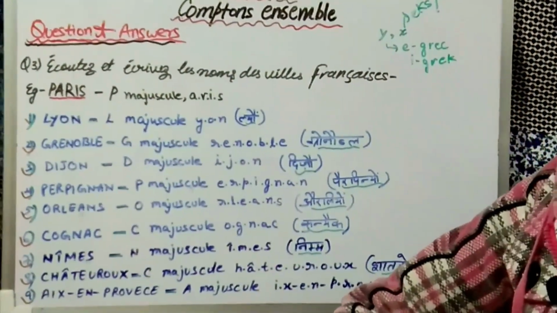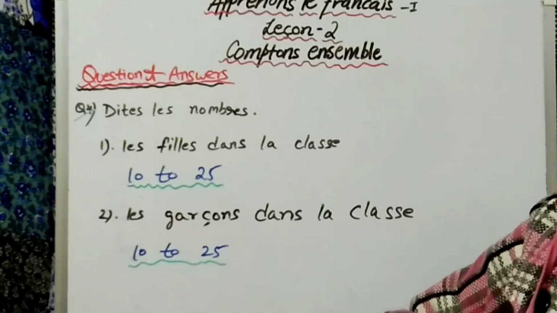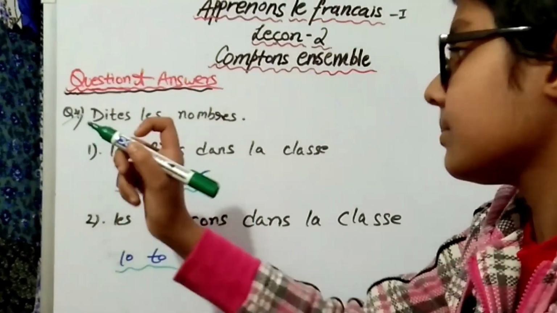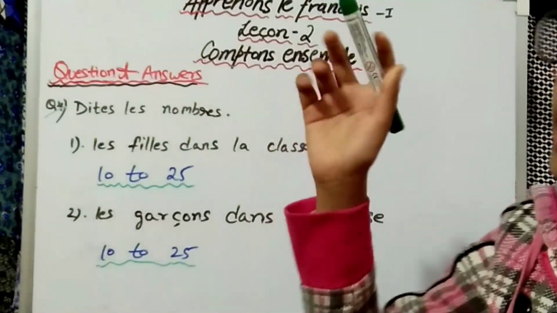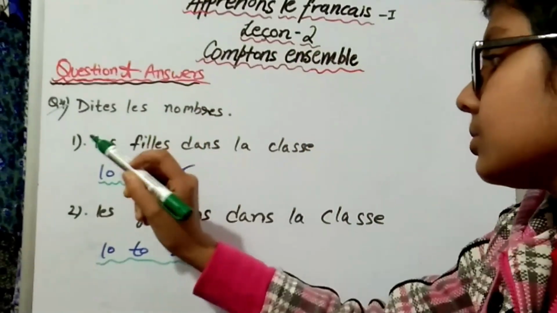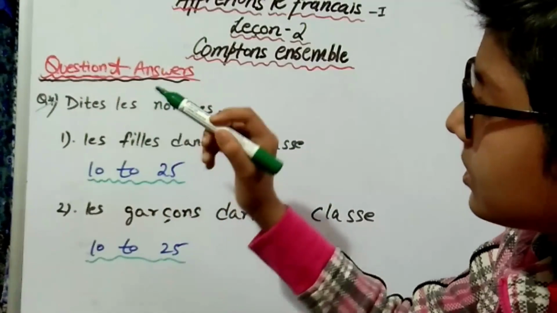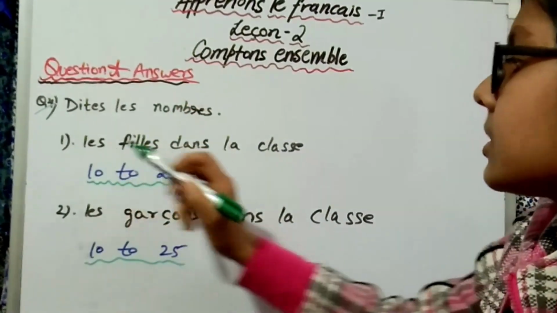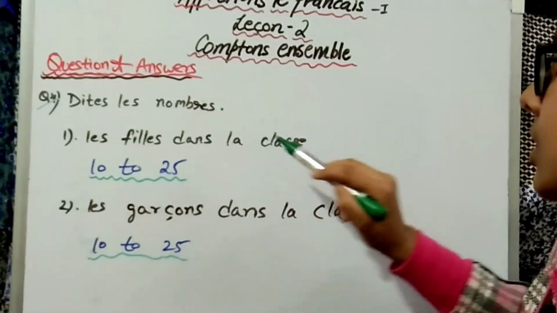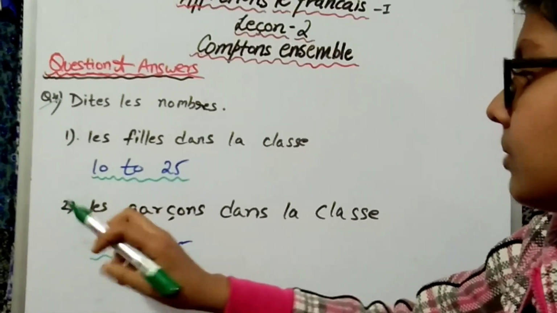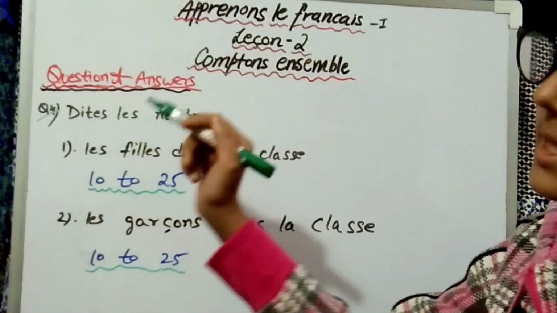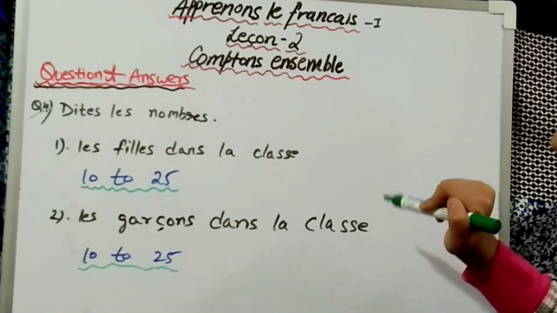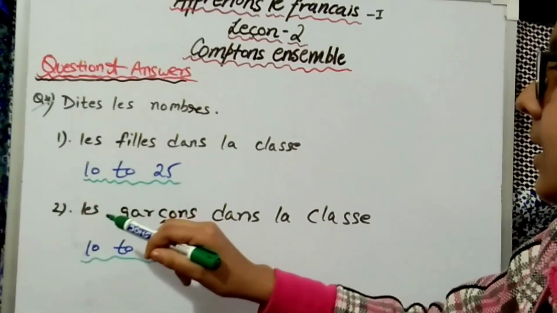Now going on to question number 4. Here we are at question number 4, and it says the instruction is nombre, which means tell the numbers. In questions 1 and 2, there are two parts. The first one is les filles dans la classe, and the second one is les garçons dans la classe. The first one means the number of girls in your class, and the second one means the number of boys in your class.